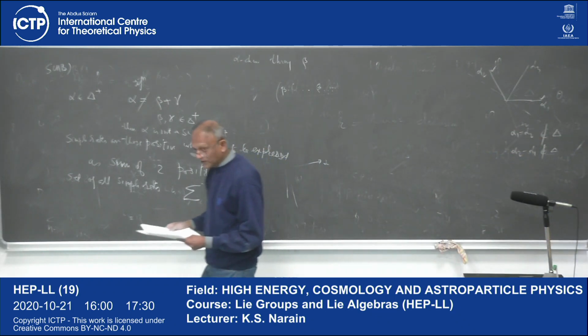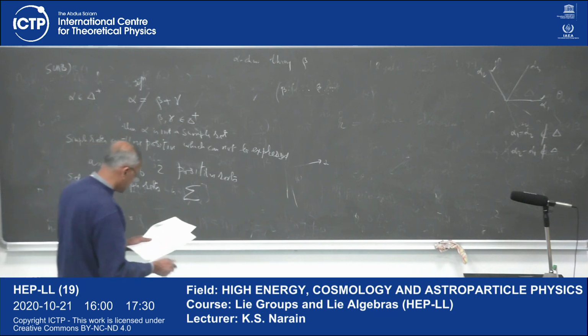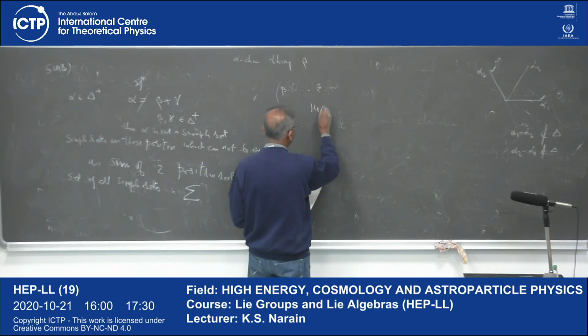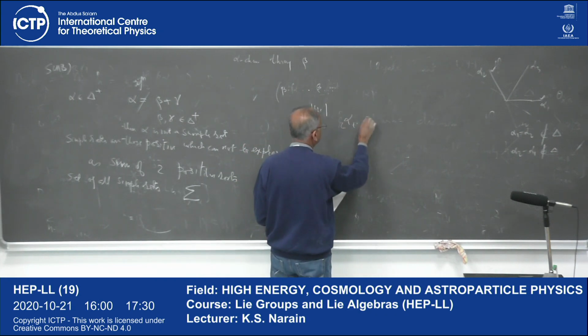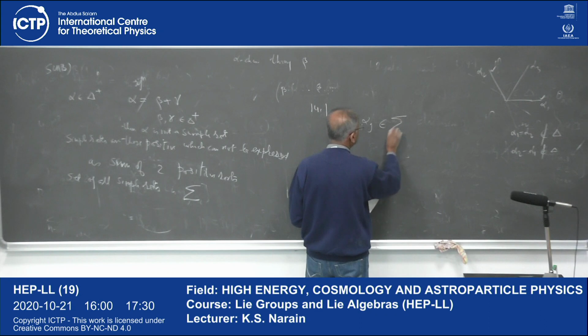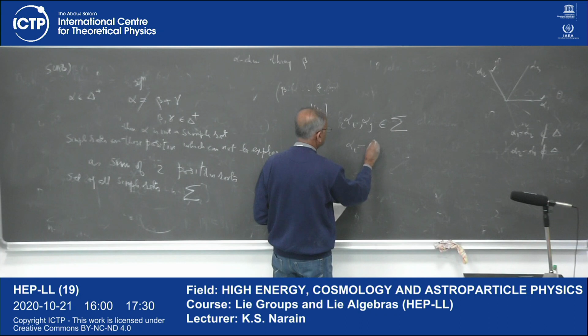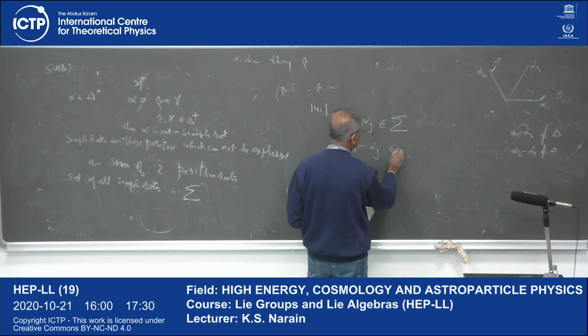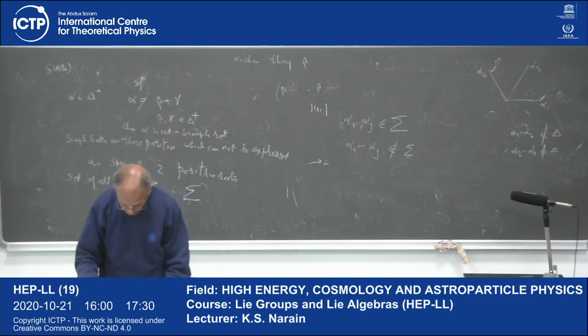Now the question is, can we prove this in general? Because now we're not working with specific matrices. We don't know anything about it. So can we prove this in general for all these algebras we're talking about, the simple and semi-simple algebras? Is it true or not? That's the first point. Theorem 14.1. The statement is that if alpha i and alpha j belong to the simple roots, then alpha i minus alpha j does not belong to the roots.